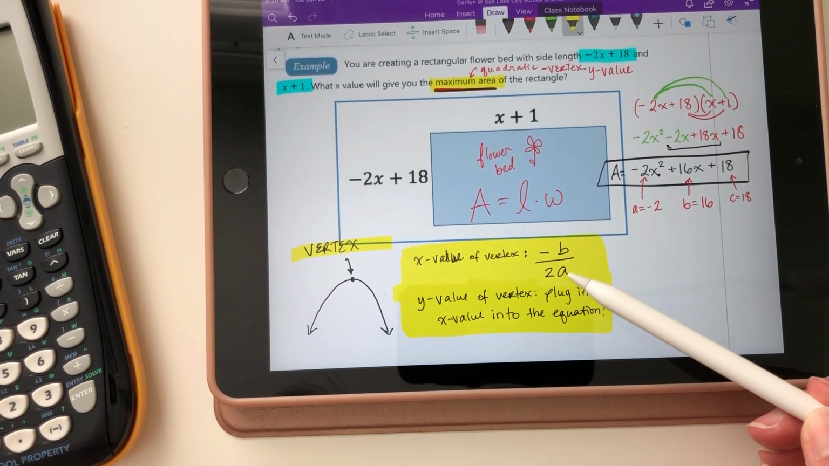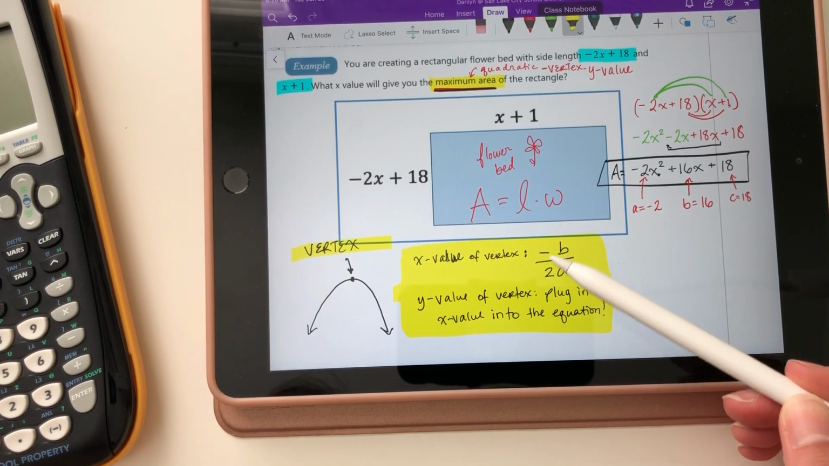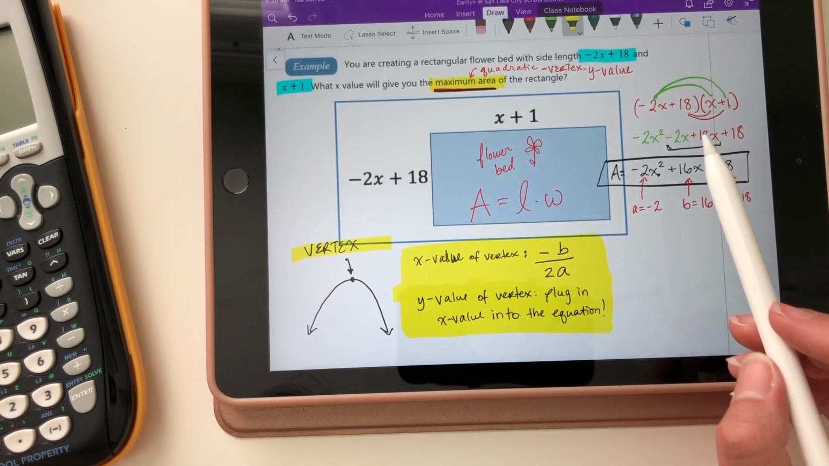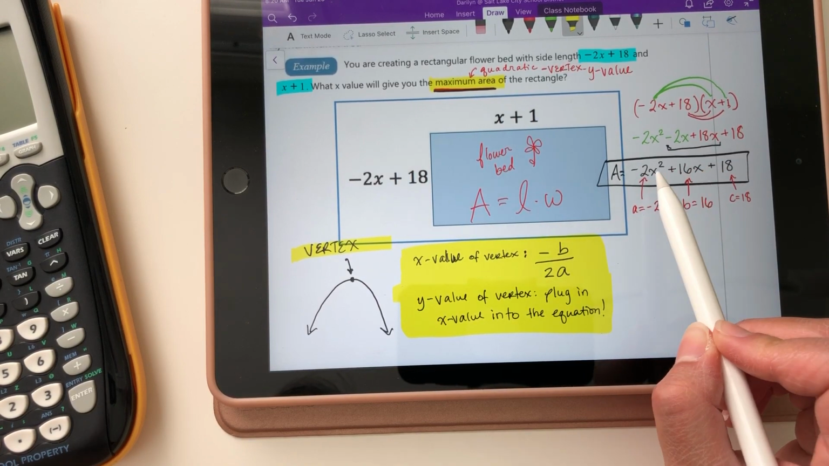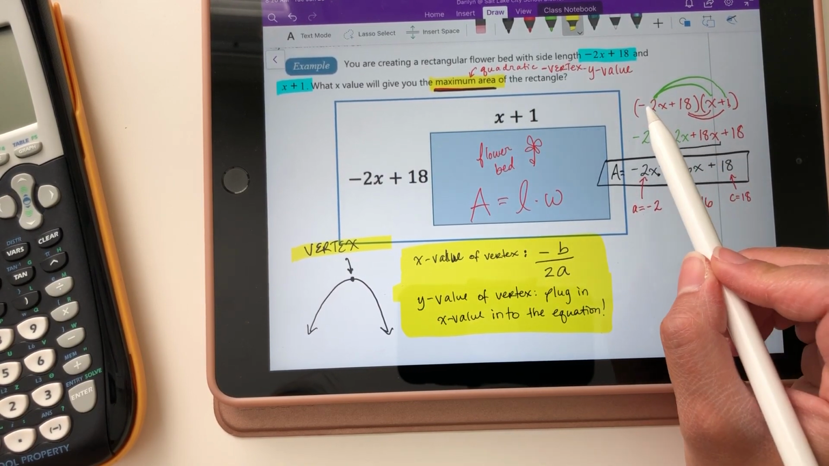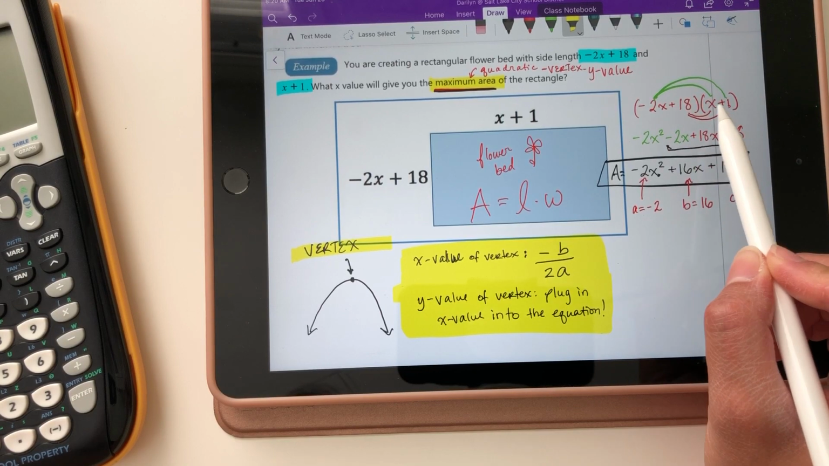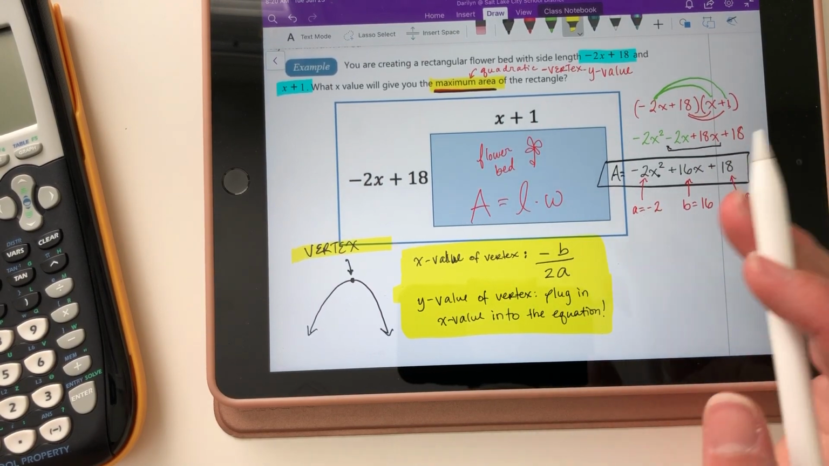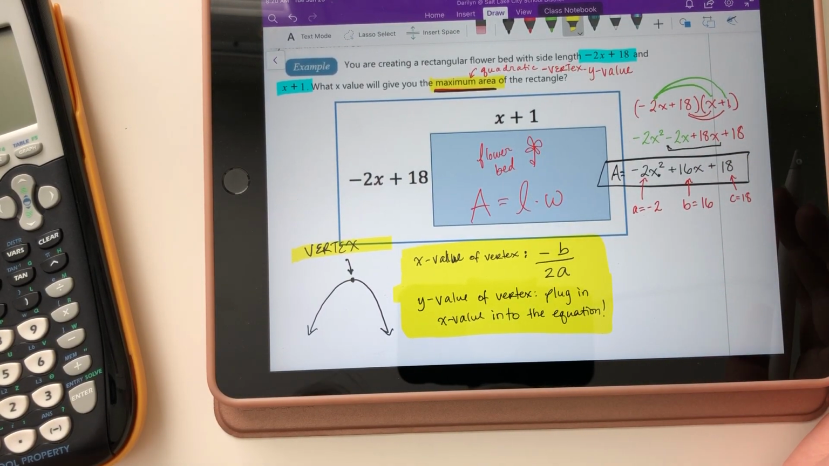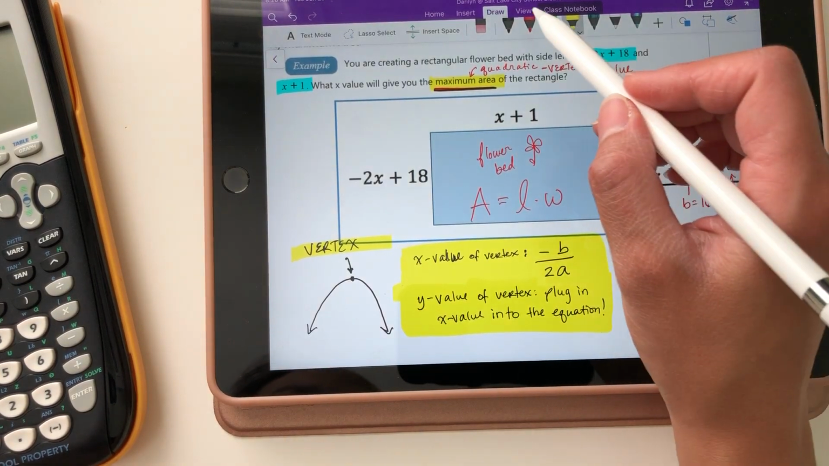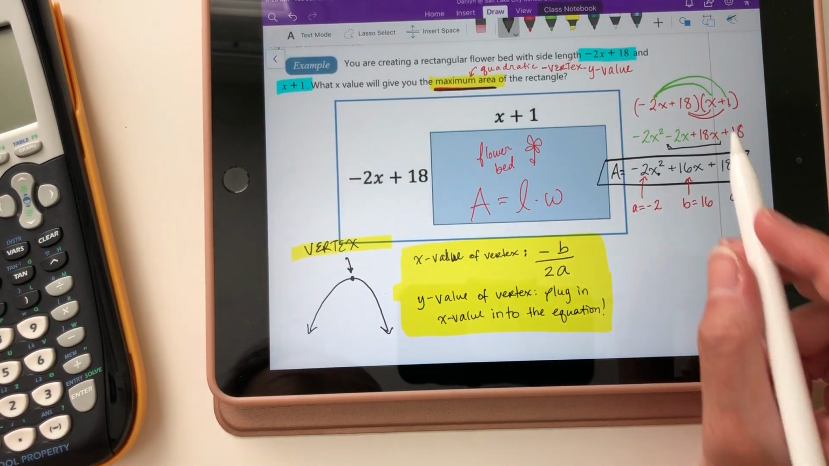Anytime you want to find the y value of the vertex, all you do is plug in whatever you got for x. You find that value, then plug it into the equation. I would plug it in here for x and solve, or I would plug it into this one and solve. Either way, as long as you do your order of operations correctly, you should be fine. Okay, so now let's go ahead and proceed with this question.